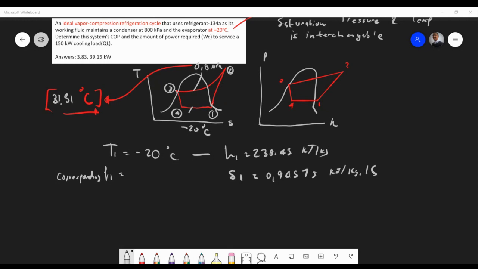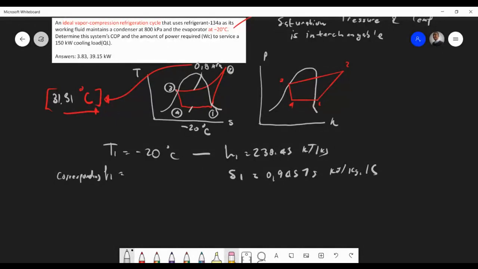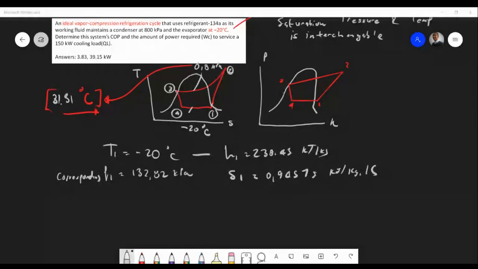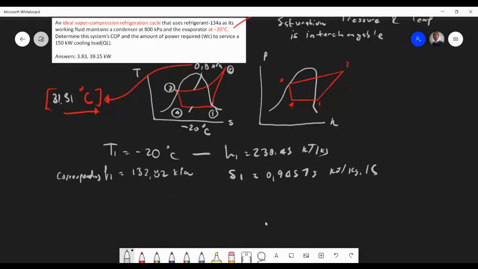Come on, guys. Are you asking for the corresponding saturation pressure for minus 20 degrees Celsius? Yes, boss. That's correct. 132.82. You got it. Okay. Yes, that's correct.